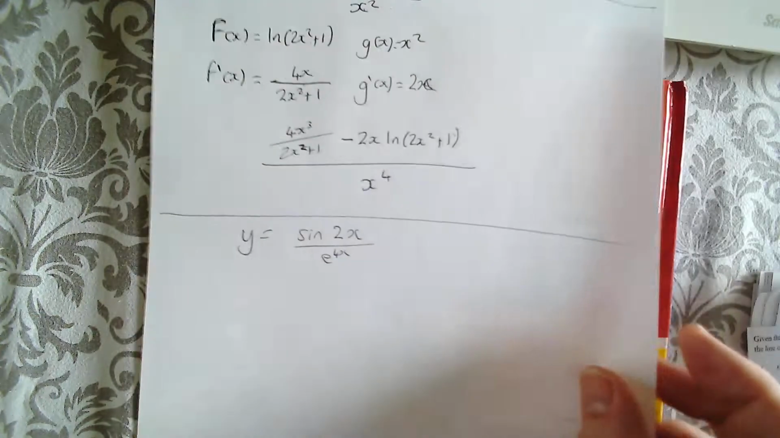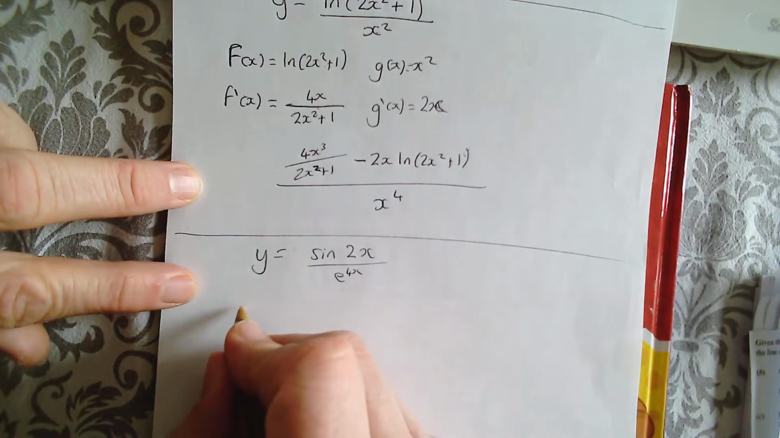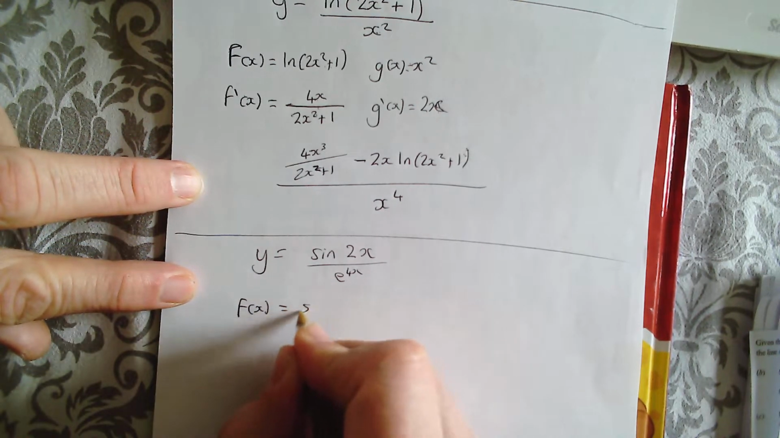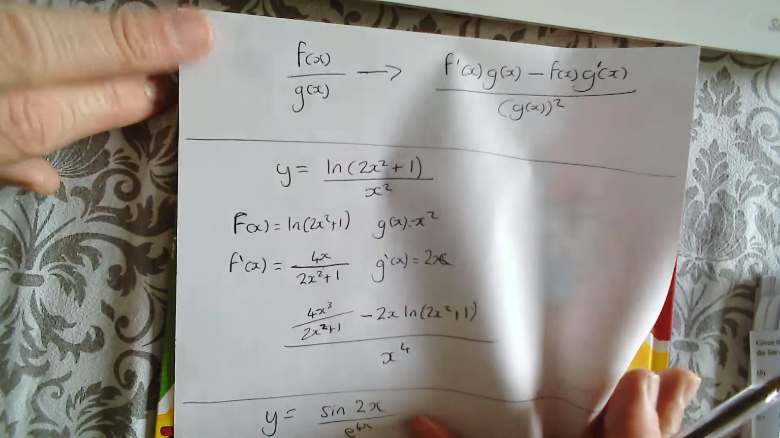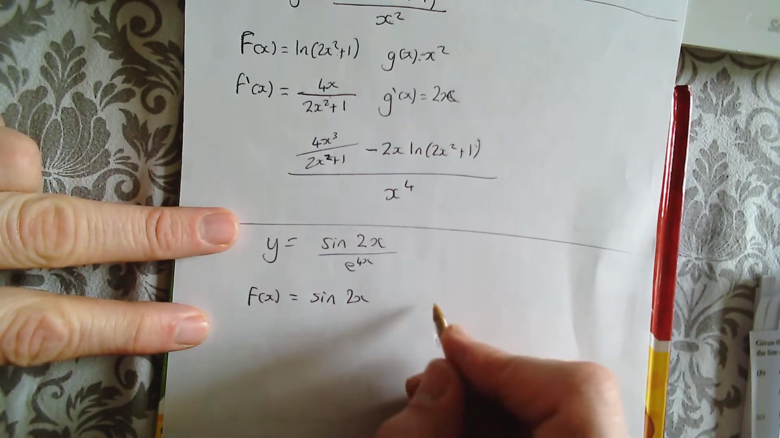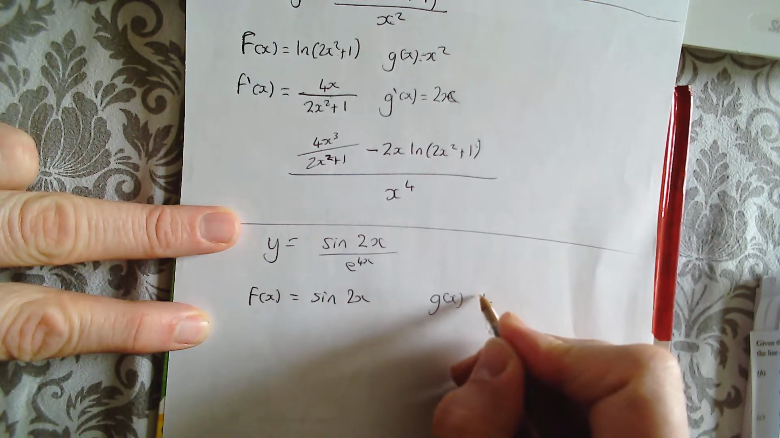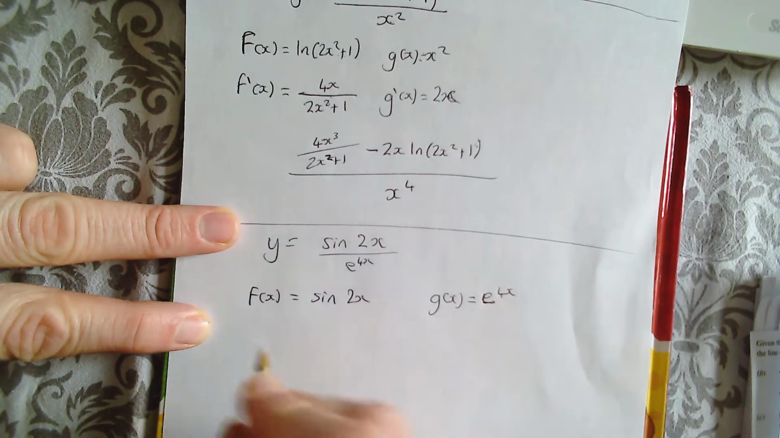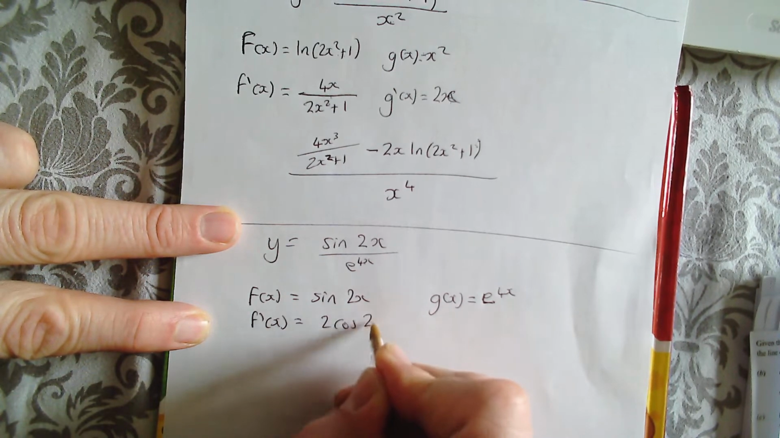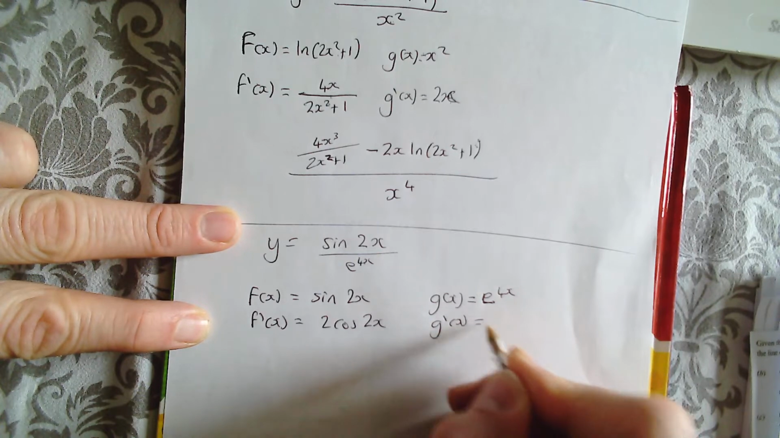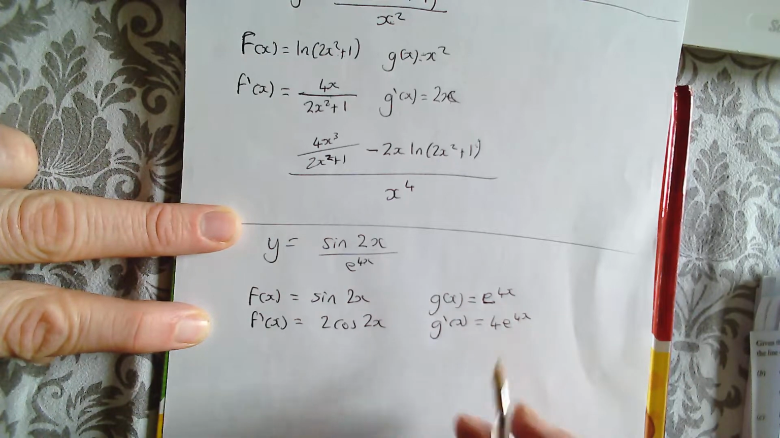Let's have a look at another example. So we've got sine 2x and e to the 4x. So f(x) equals sine 2x. I'm using the notation in the formula booklet. And then g(x), well, that's the denominator, so that's going to be e to the 4x. f dash x equals 2 cos 2x. g dash x is 4e to the 4x. Good reminder of differentiating your trig functions and your exponentials.